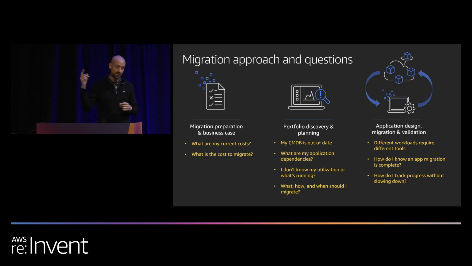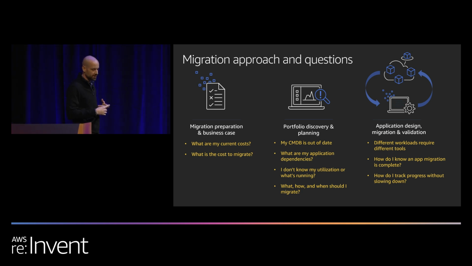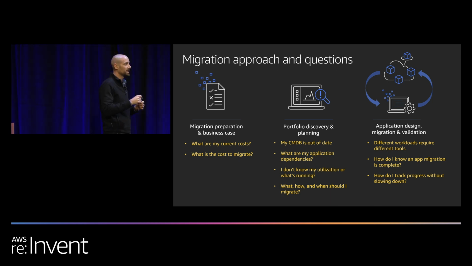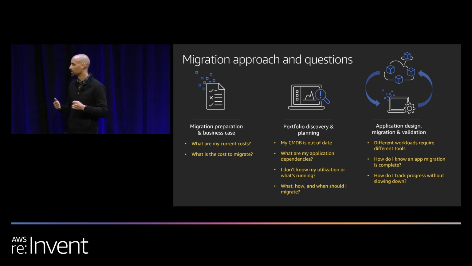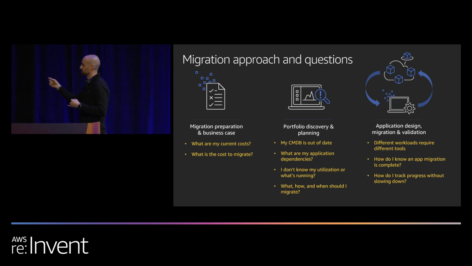And then you get into the last phase, which is the design, migration, and validation. And the thing that's key here, we have a lot of tools that will help you. We're going to talk about some of the lift and shift tools, whether it be the Server Migration Service or CloudEndure, I'll talk a little bit about that. But the key thing to call out here is, how do I track progress overall?